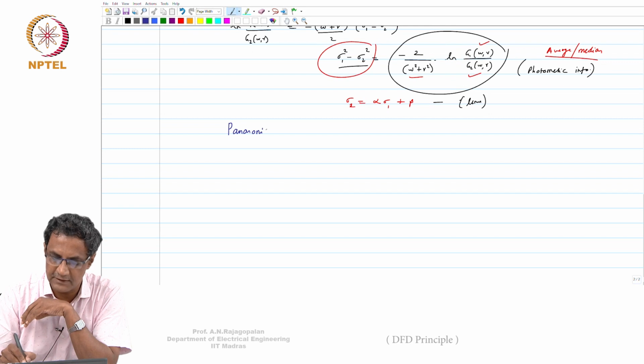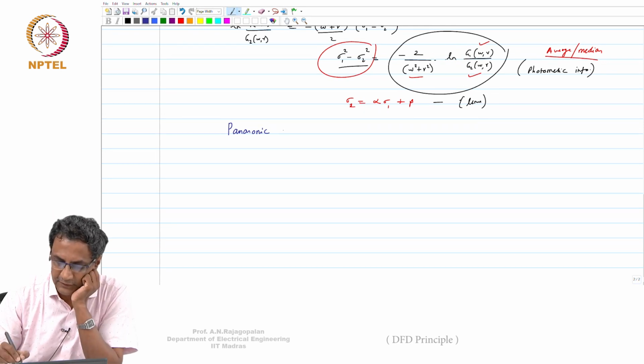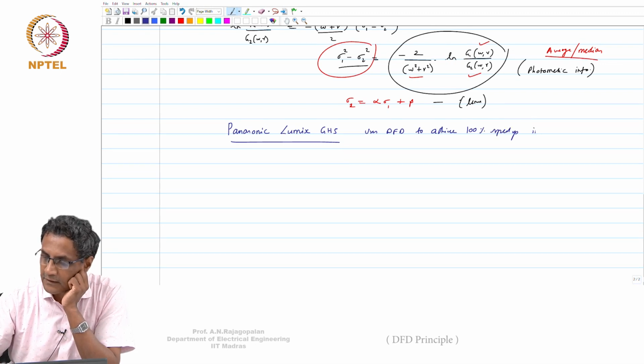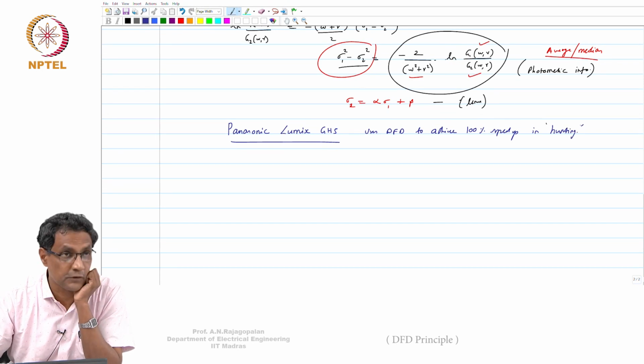If you go and look it up, it's Panasonic Lumix, I think it's called, GH5 or 6, I do not know, something. So this uses DFD to achieve a speed up over existing hunting. The hunting, I told you already, is something that it uses for autofocusing.